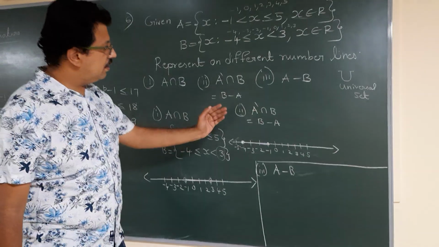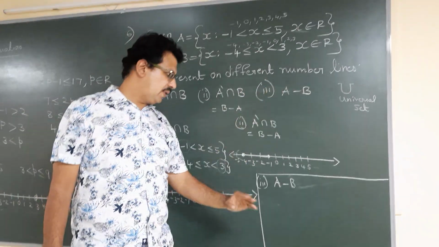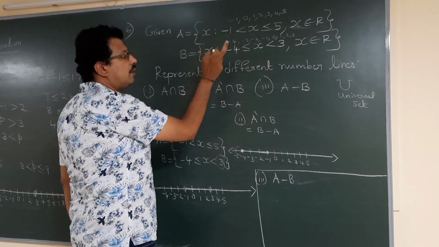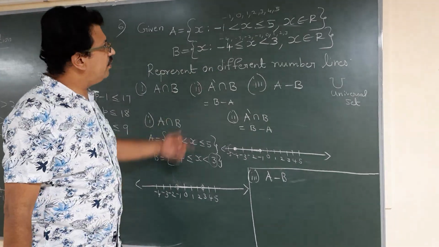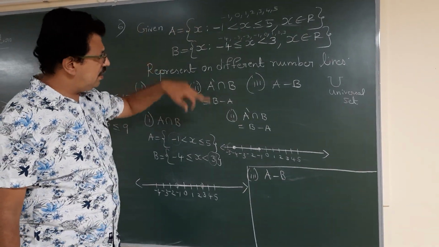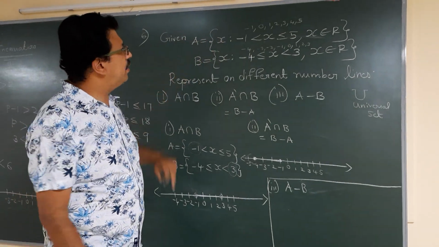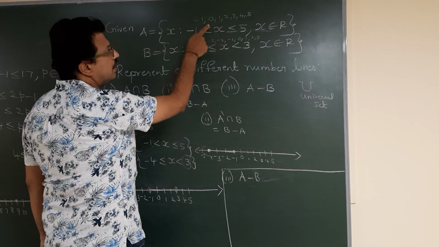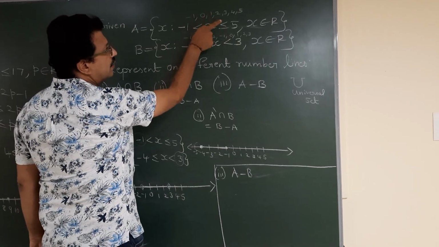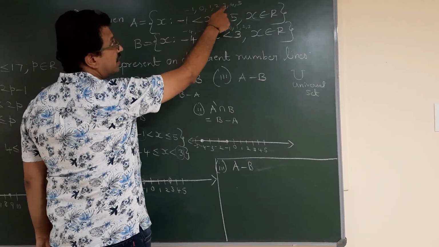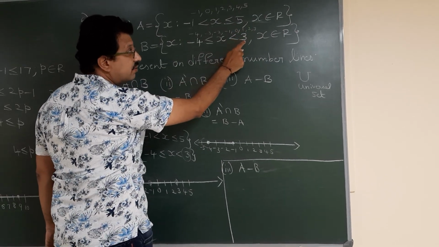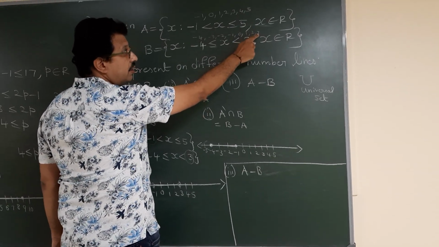So the next, third one is A minus B. A minus B means the elements which are present in A but not present in B. Now you can very easily observe, children. See, minus 1 is already there here. 0 is also there. 1 is also there. 2 is also there. But 3 is actually not there. It is less than 3, which means 3 is not included here.